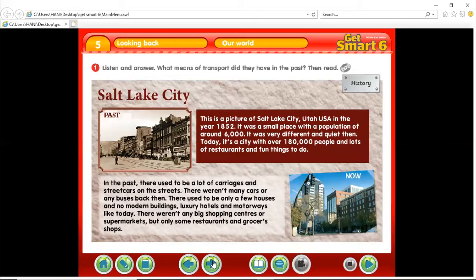So, as we listened, life was different in the past, with a few houses. Now, as you can see in this picture, there are modern houses, big buildings, luxury hotels, and so on.